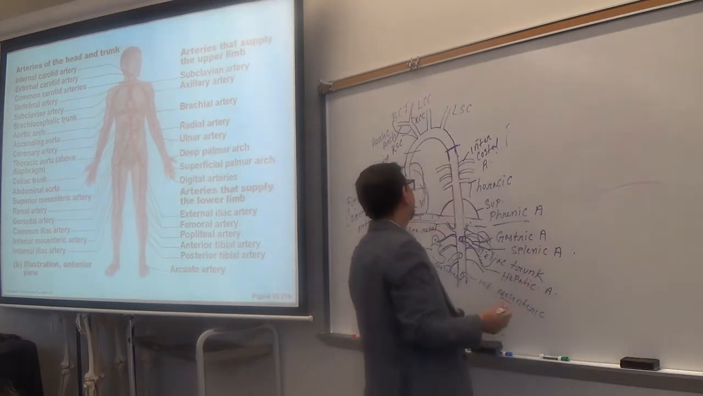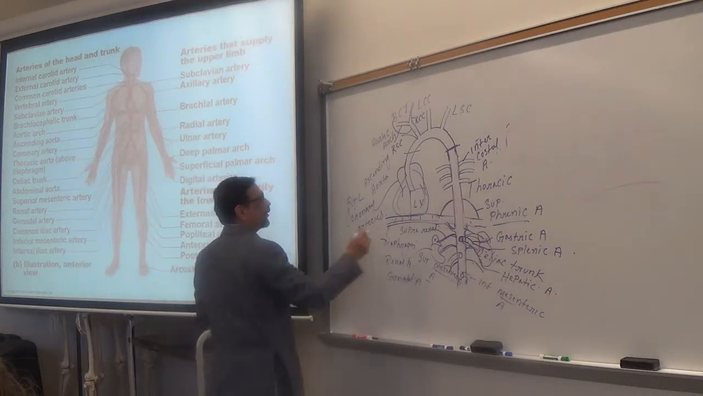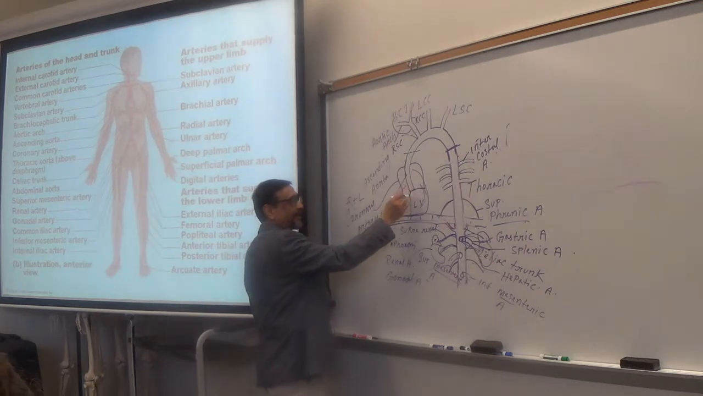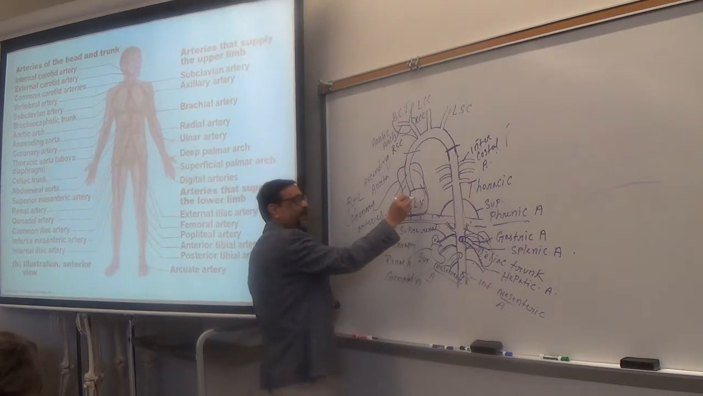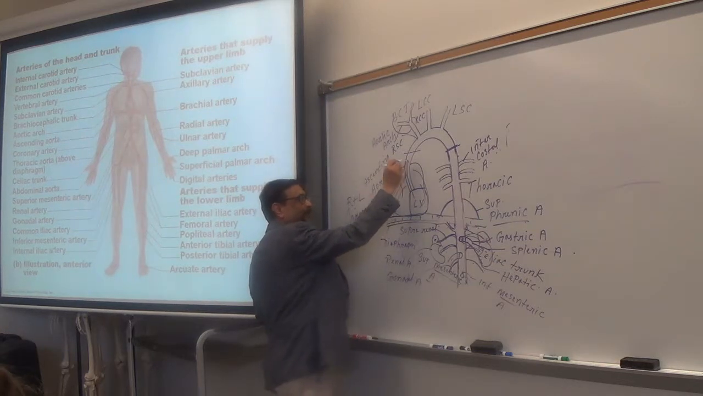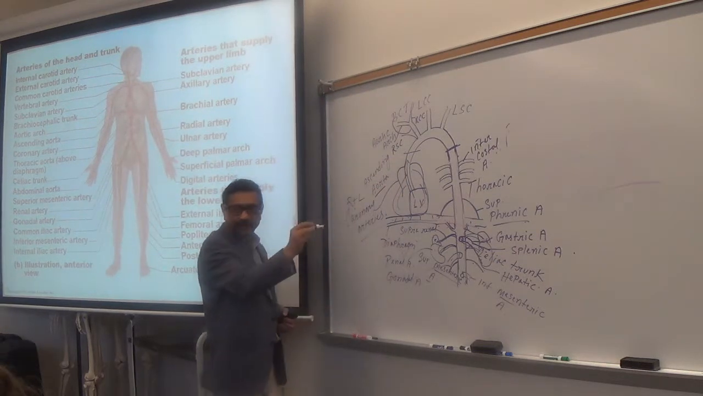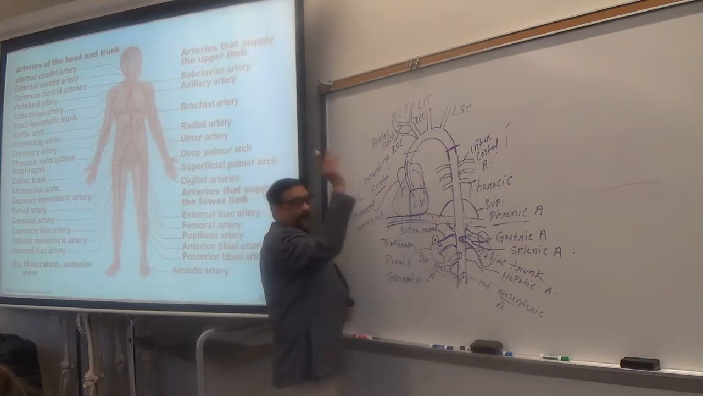Okay. So you help me, okay? So this is the left ventricle. Oxygenated blood first enters into what? Aorta. Very good. Aorta has three parts.